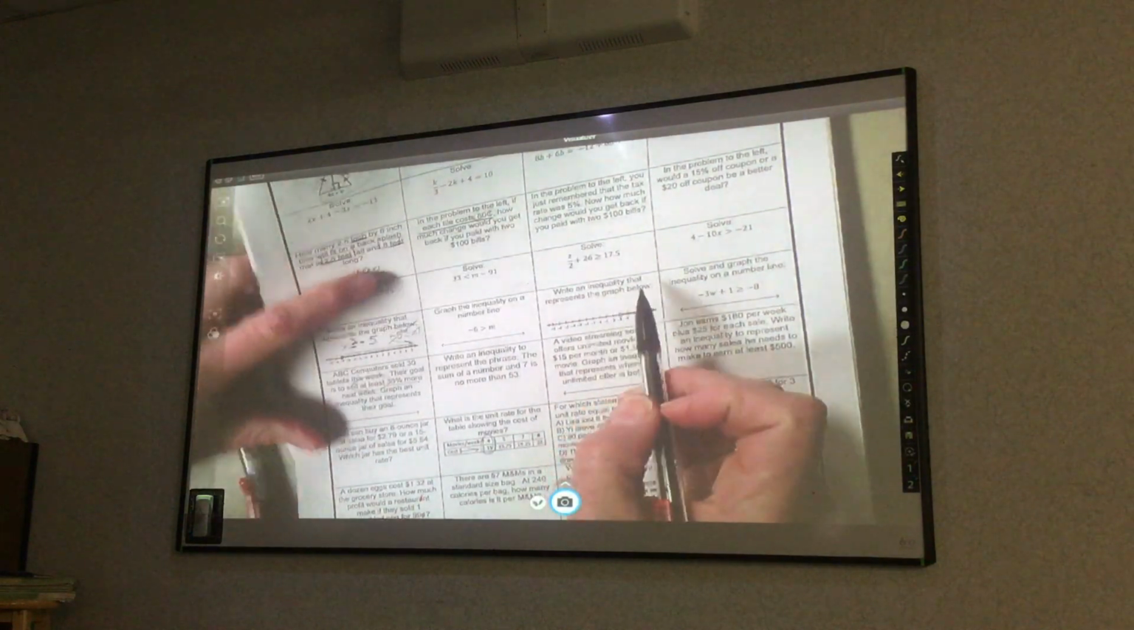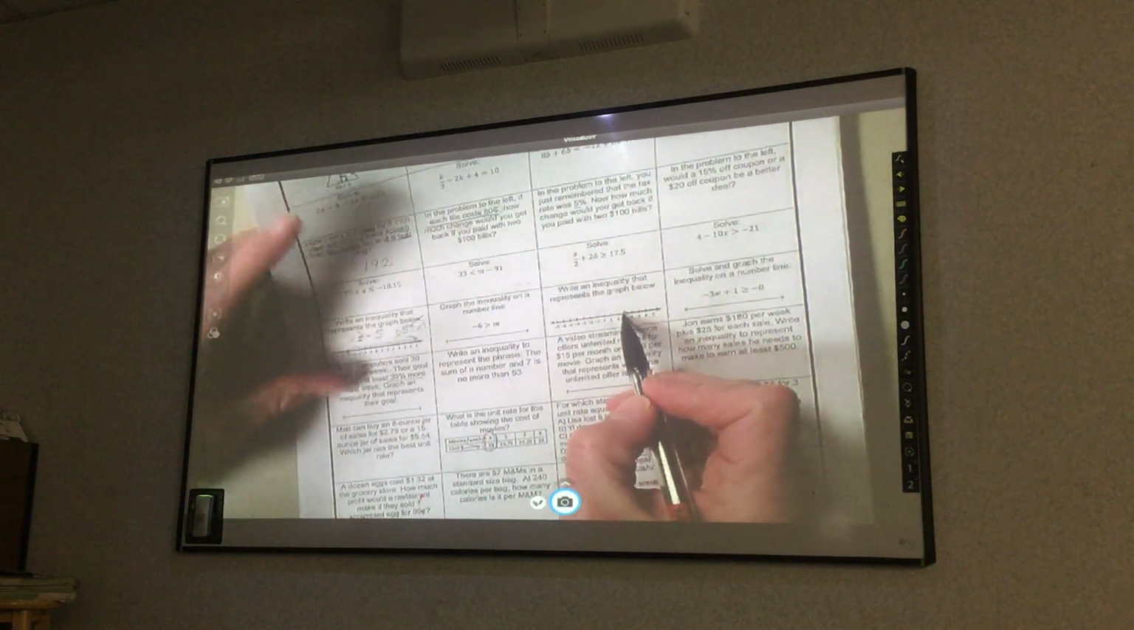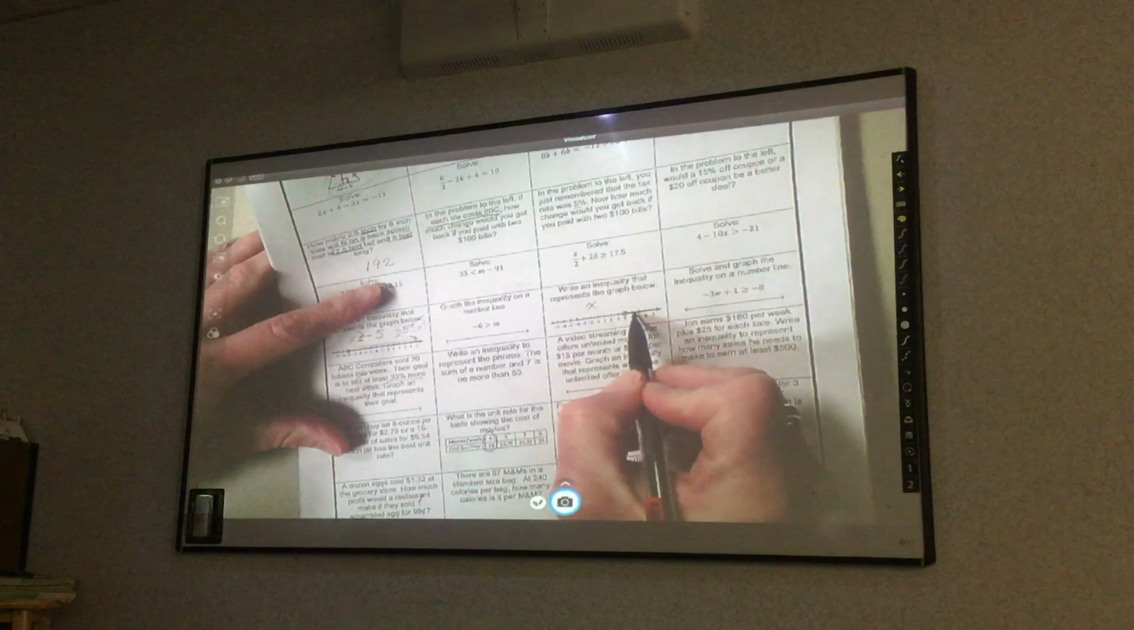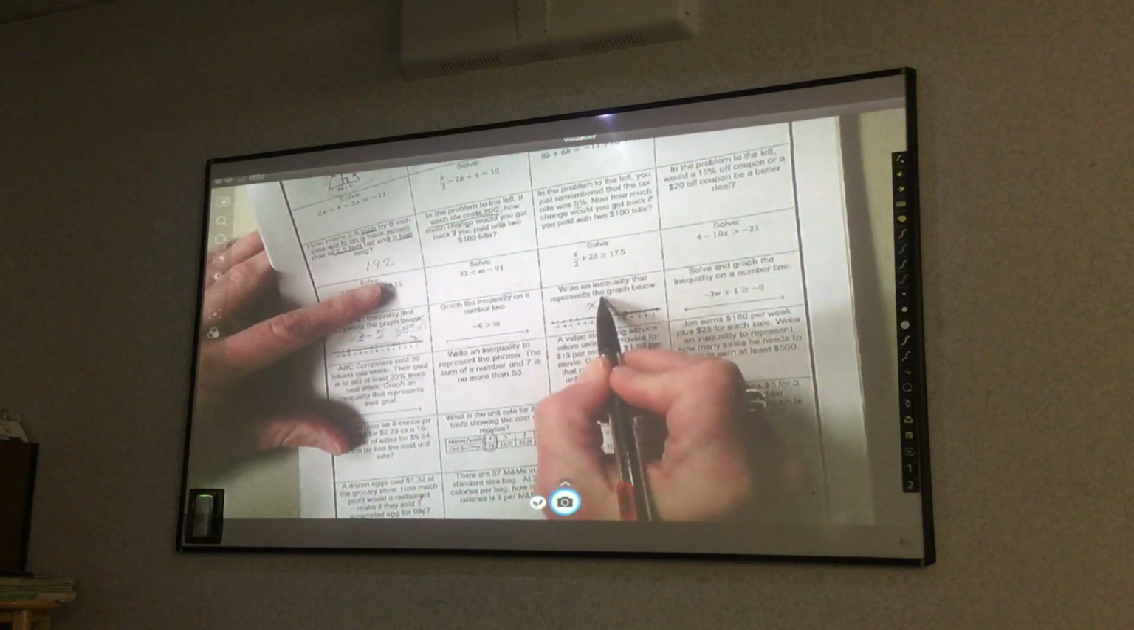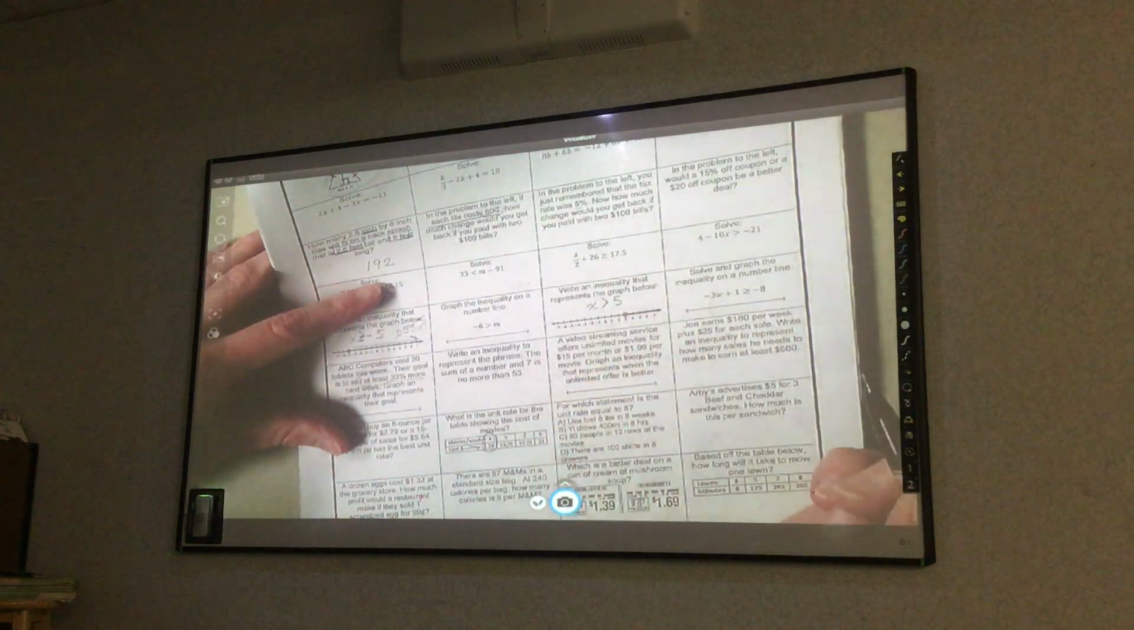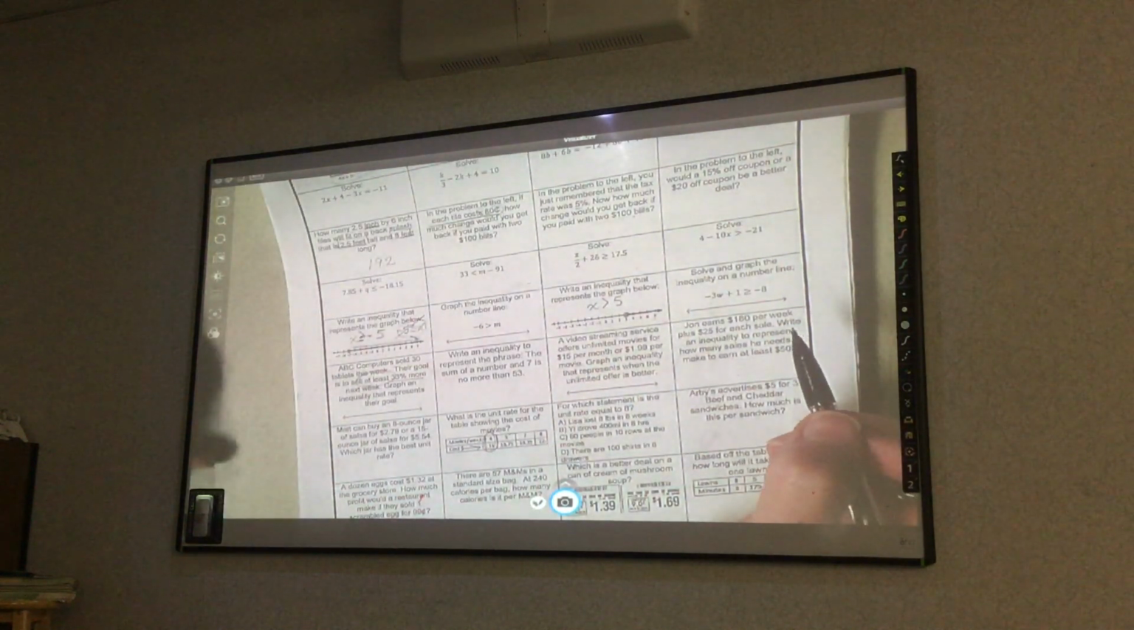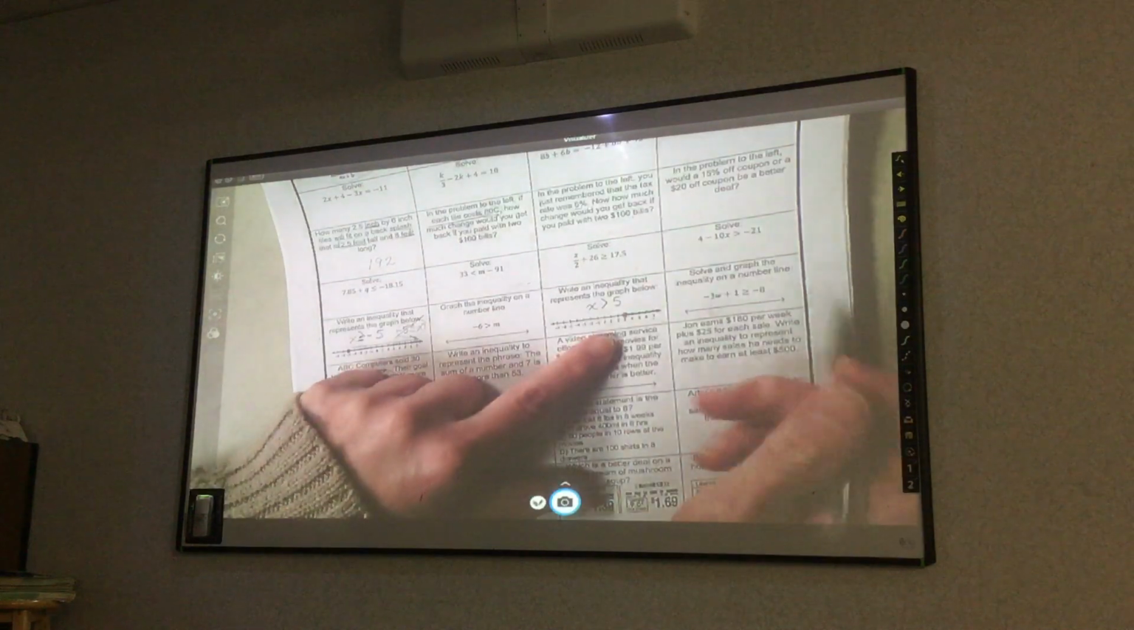Write an inequality that represents the graph below. This is an open circle. So x, and it is pointing greater. So x is going to be greater than 5. So you had it right. That's 3. That's 3. Oh, that's a 3. Okay, thank you.